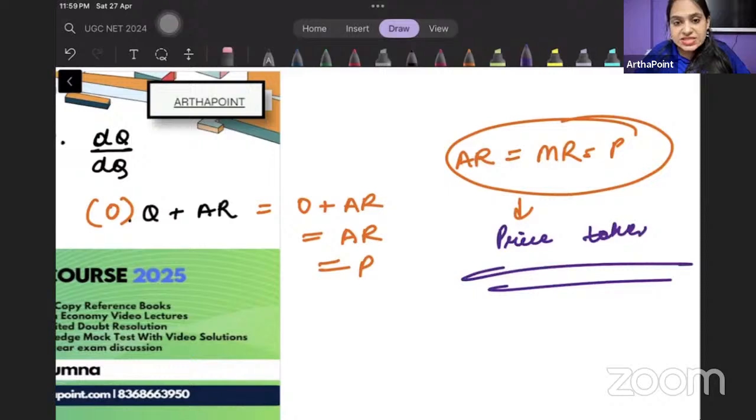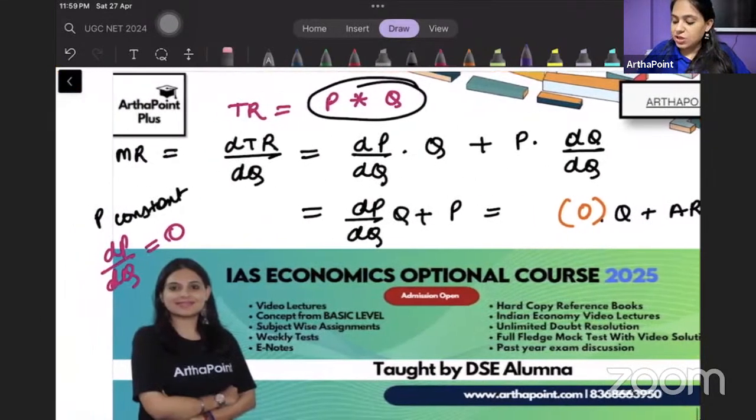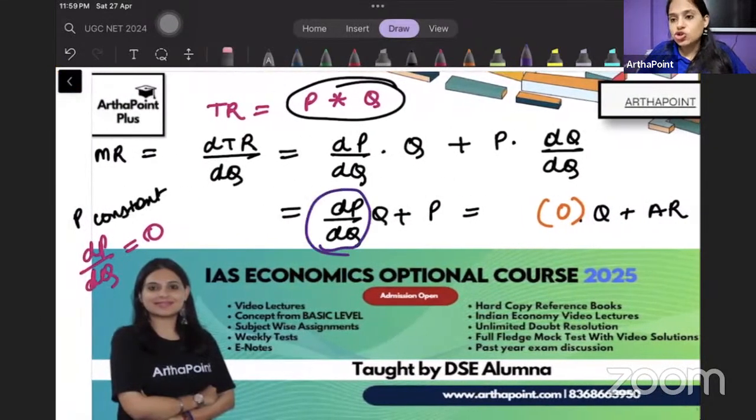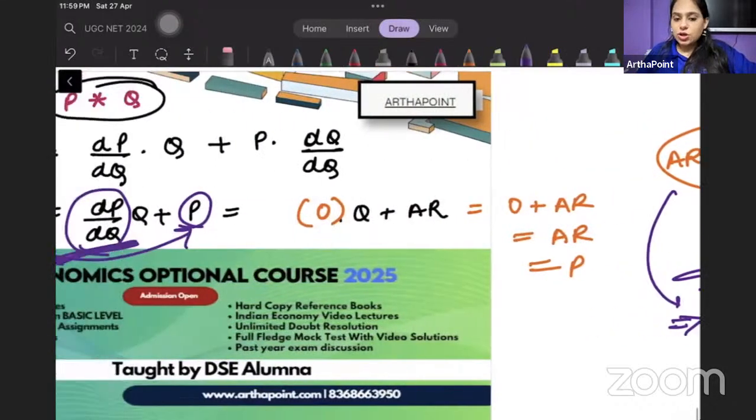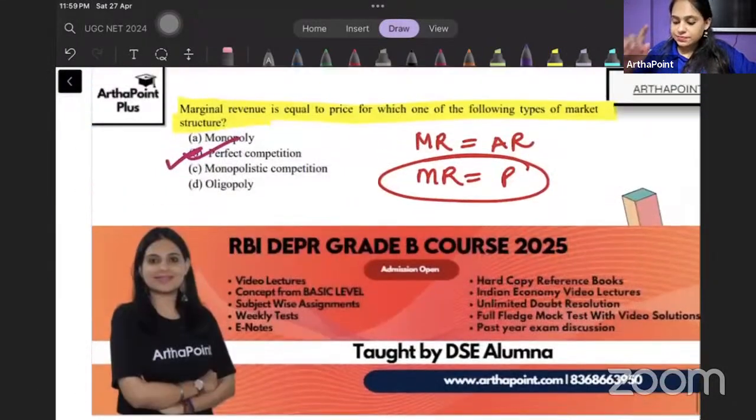Because when you are a price taker, then dP by dQ will be 0. Price cannot change. And when this part is 0, only then you will get MR equal to P, right? So this itself implies that it has to be perfect competition. So we can go ahead and say that the right answer would be perfect competition, right, beta?